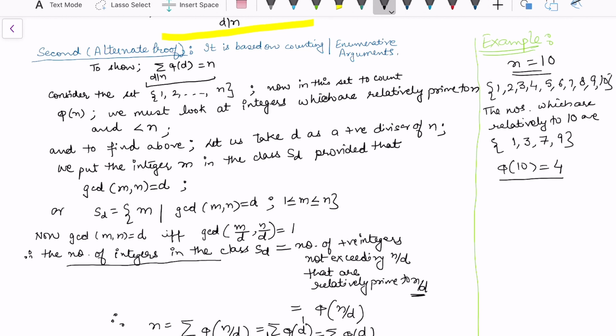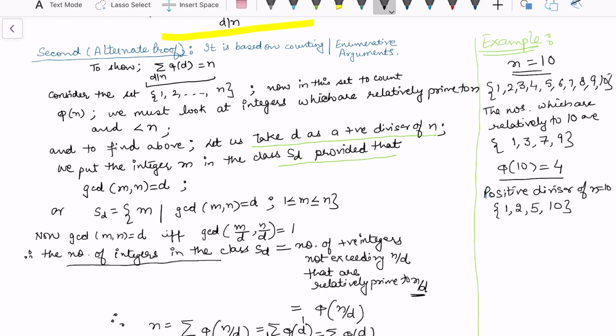Now how do we count this case? In this first case, you take a number d as a positive divisor of n. So what are the positive divisors of 10? We consider positive divisors of n, and in this case n is 10. The positive divisors are 1, 2, 5 and 10 itself. Then we construct a set S_d. This d stands for positive divisor.